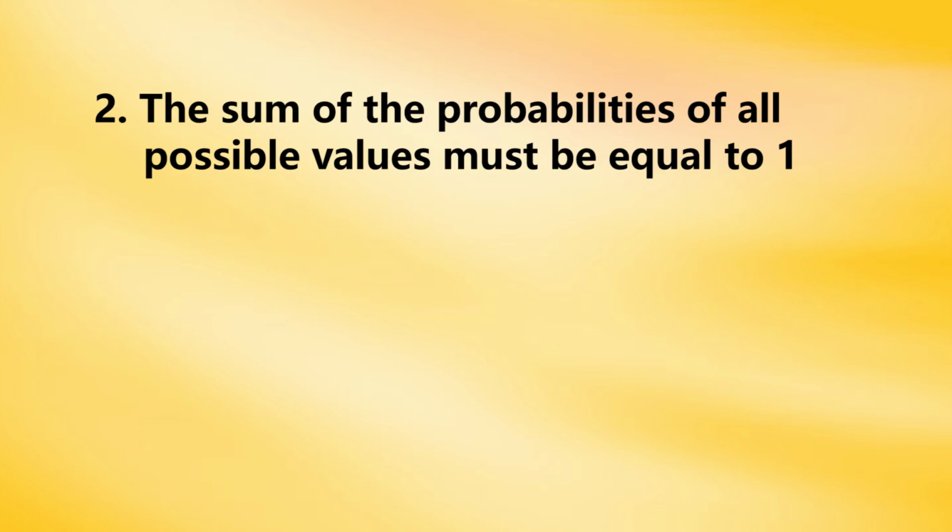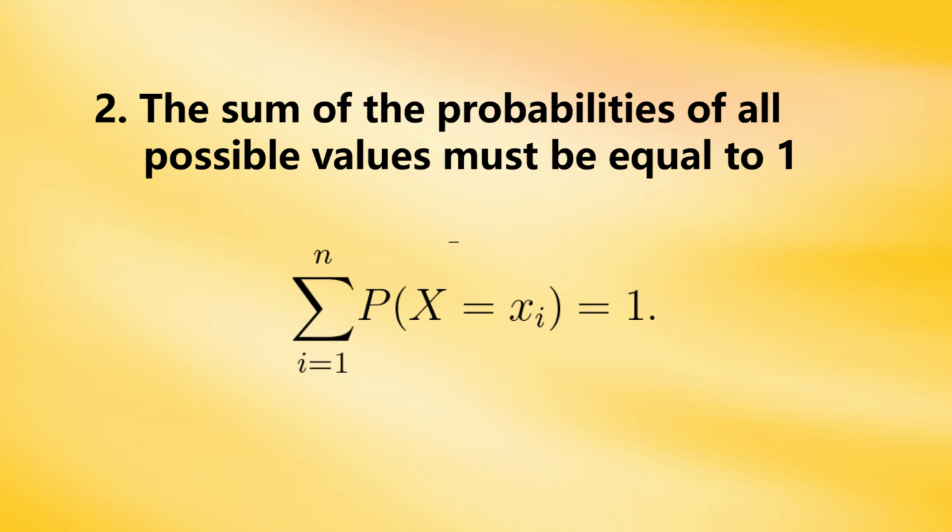The second condition is that the sum of the probabilities of all possible values of x must be equal to 1. That is, summation i equals 1 to n, probability of x equal to xi is equal to 1.